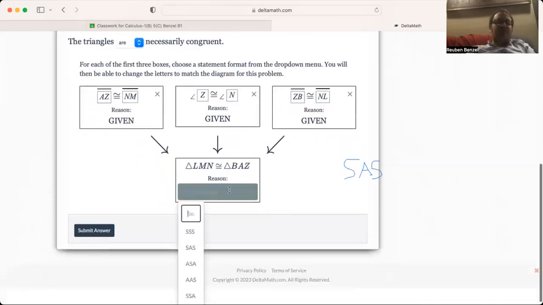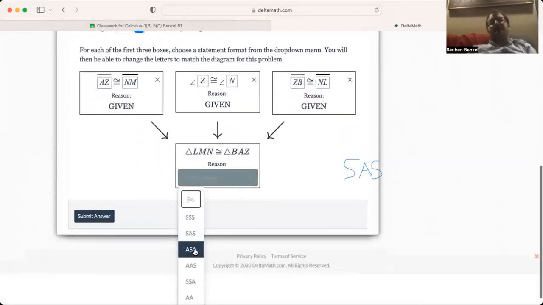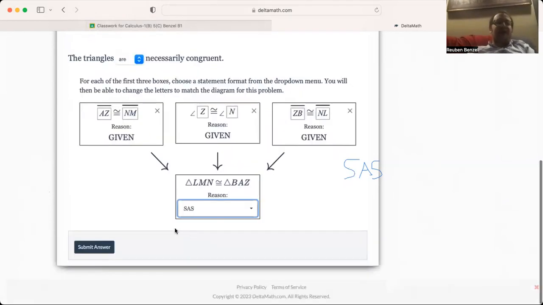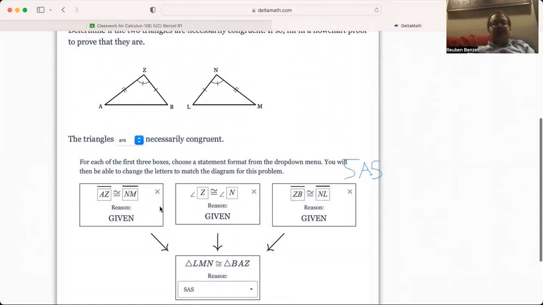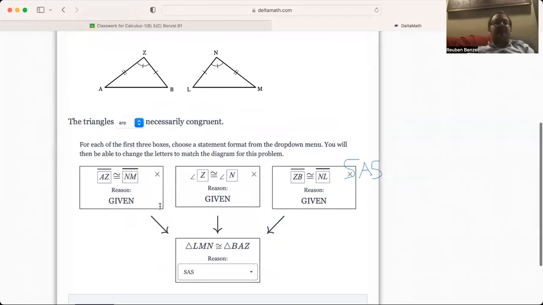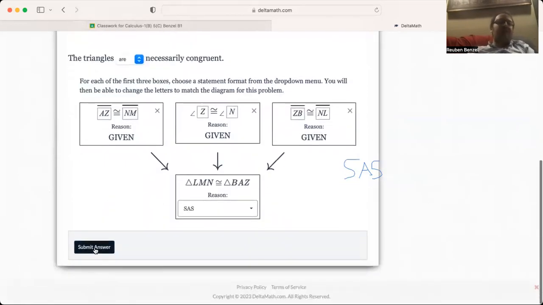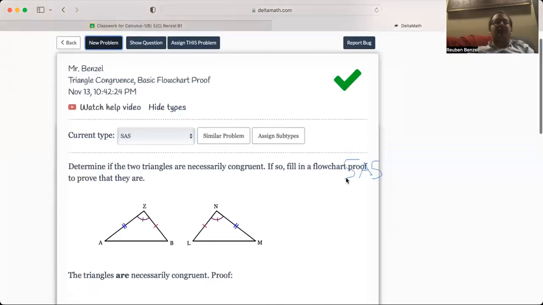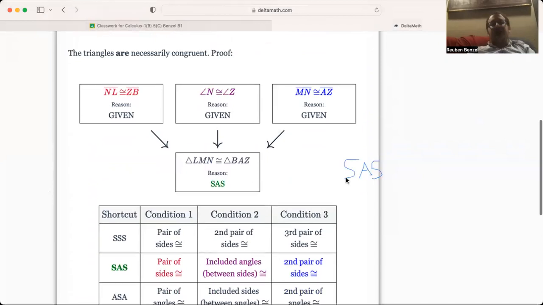And then there's a little drop-down menu looking at the different triangle congruence theorems. Notice they do have the SSA, which if you spell it backwards, it does spell a curse word. And it is side angle side. That's what we mapped out there. And that's what a basic level flowchart proof looks like.